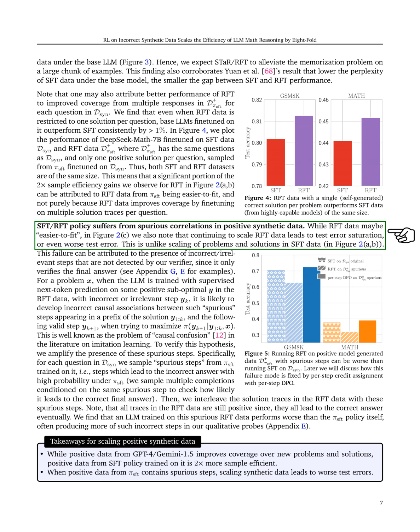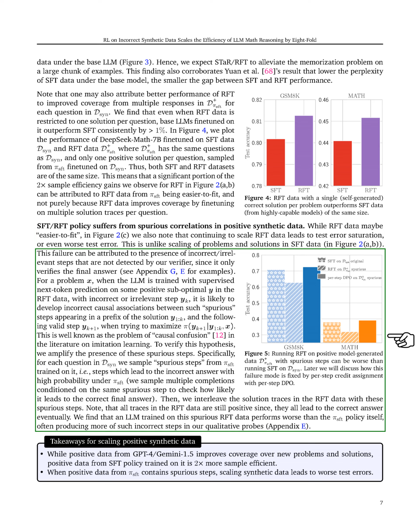While RFT data may be easier to fit, scaling it too much can lead to test error saturation or worsening performance due to the presence of incorrect or irrelevant steps. This can cause causal confusion in the model, impacting its ability to generalize correctly. In summary, scaling synthetic data can improve model performance, but it's essential to balance the positive and negative data used for training to avoid amplifying spurious correlations that can lead to performance degradation.